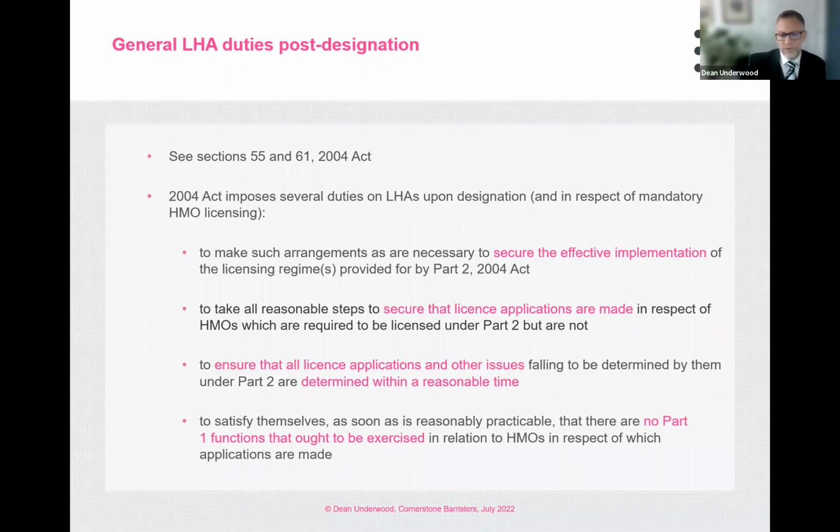And then lastly, under Part 2, to satisfy themselves as soon as is reasonably practicable that there are no Part 1 functions that ought to be exercised in relation to HMOs for which license applications are made. Now, this latter obligation isn't replicated in Part 3, that is selective licensing. And again, its inclusion in Part 2 reflects the far greater risk that Parliament ascribes to the types of hazards that are found in HMO settings generally and their potential consequences. And so where there is an additional HMO licensing designation, there is this additional duty on local housing authorities to consider to what extent Part 1 functions to address hazards should be exercised.